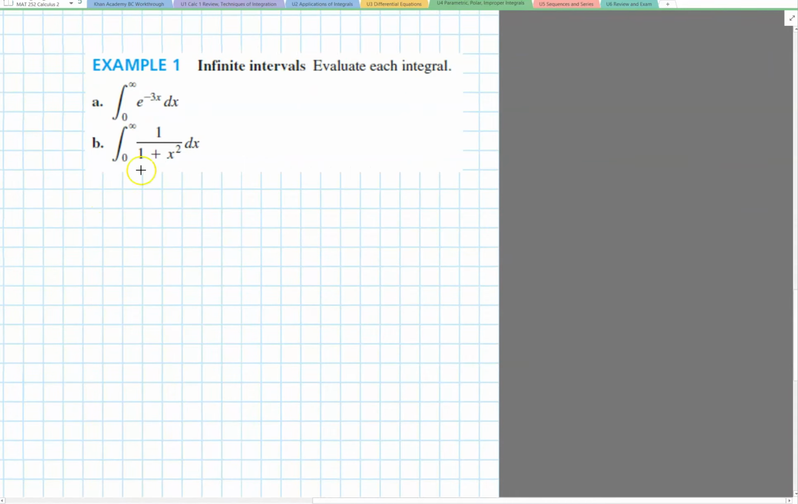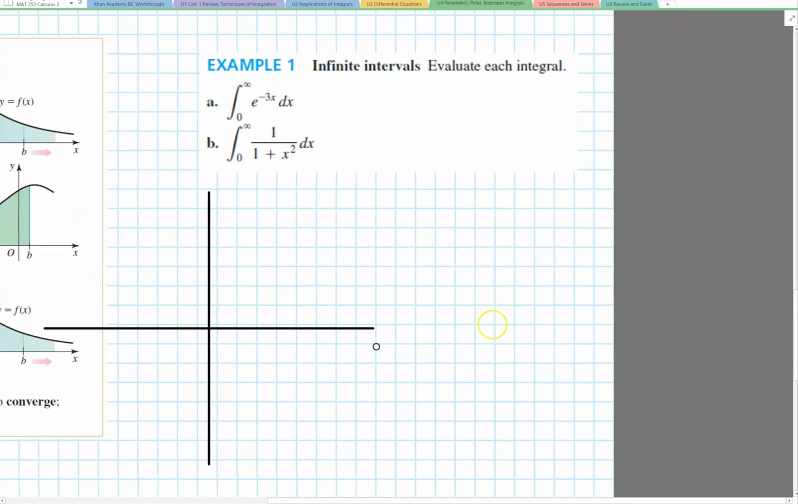In question A, we've got the graph e to the negative 3x. Now, e to the 3x would be an exponential function that grows from left to right. E to the negative 3x is one that decays from left to right. So it's going to look something like this. Now, the graph itself never does quite reach zero. It gets relatively close, and infinitely close for that matter. And we're trying to calculate the area between 0 and infinity on the x-axis. So we're trying to figure out what this area would be over here to the right.